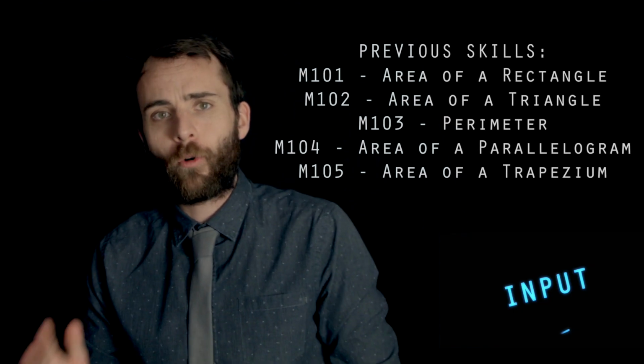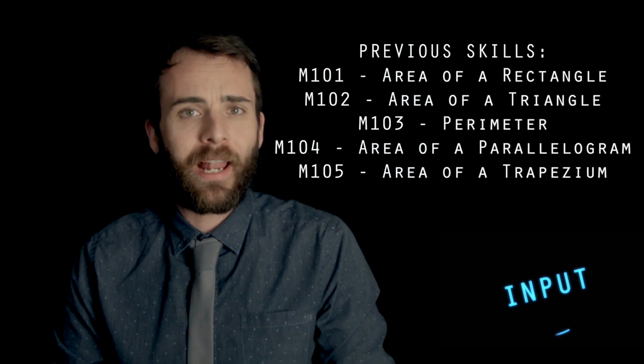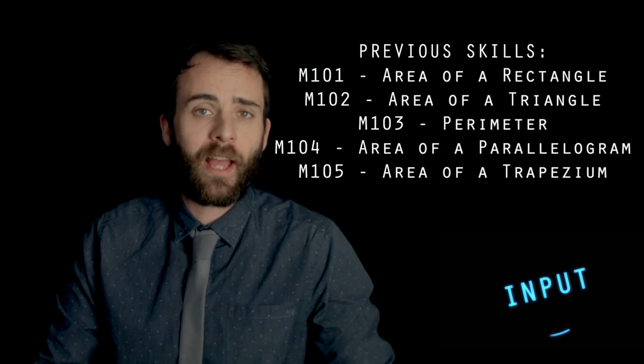So far we have looked at the area and perimeter of rectangles, triangles, parallelograms and trapeziums, but that is small fry. Very few shapes in life perfectly fit those models, so if we want to be really good at finding the area and perimeter of things and it actually being useful to us, we need to step up our game.